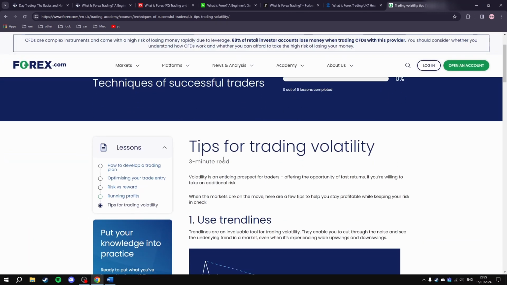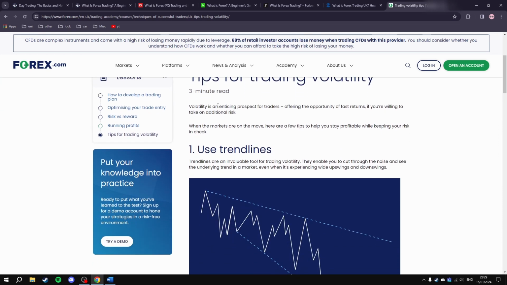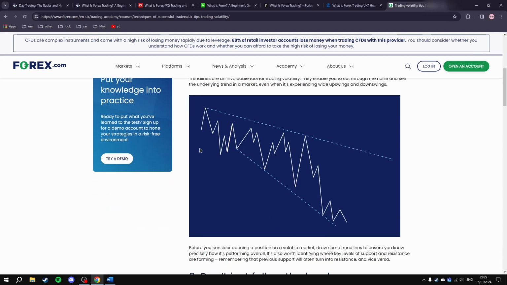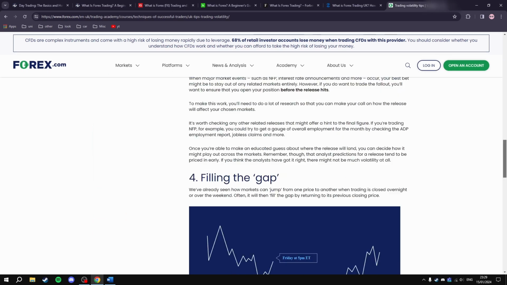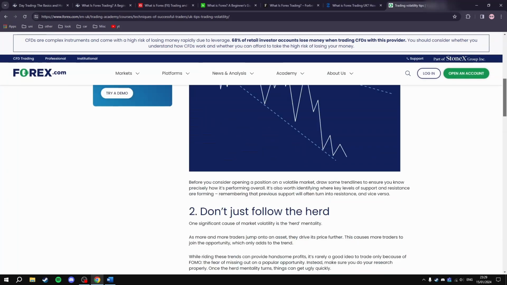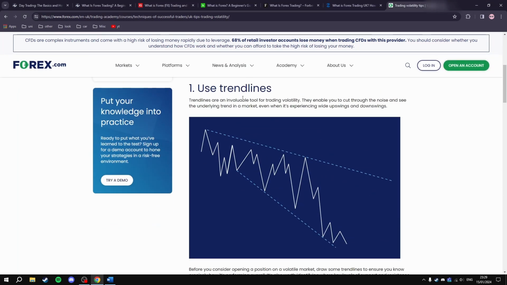Right, okay. Tips for trading volatility. Volatility is an enticing prospect for traders, offering the opportunity of fast returns if you're willing to take on the additional risk. When the markets are on the move, here are a few tips to help you stay profitable while keeping your risk in check. Use trend lines. Yeah, this is what we've done already. So trend lines are an invaluable tool for trading volatility.